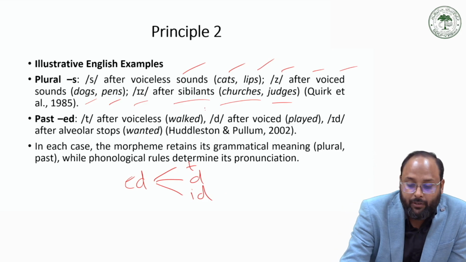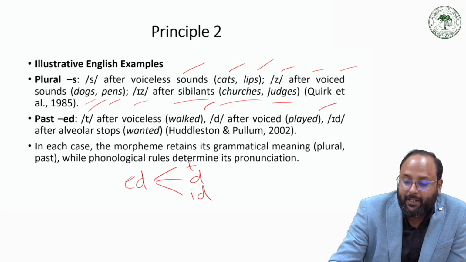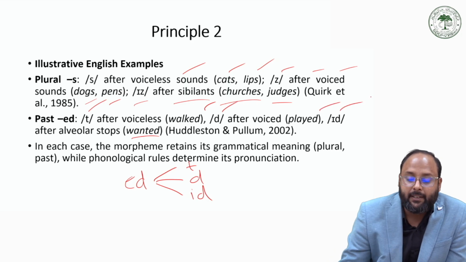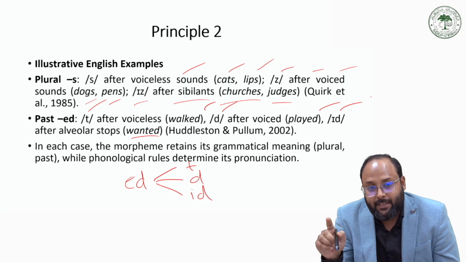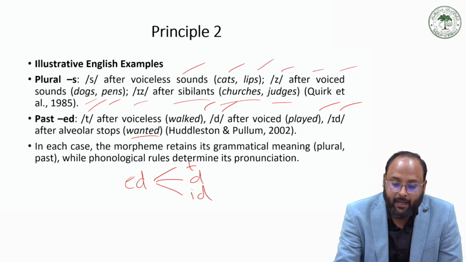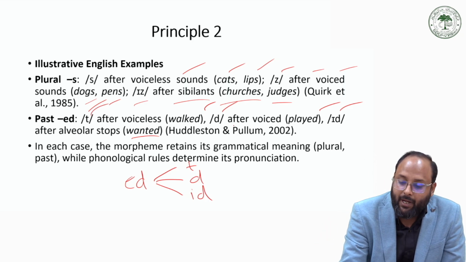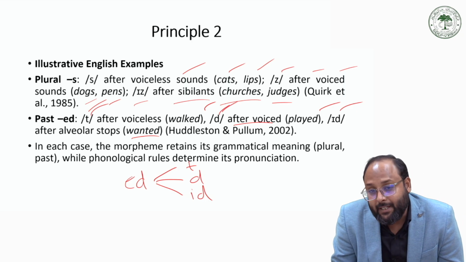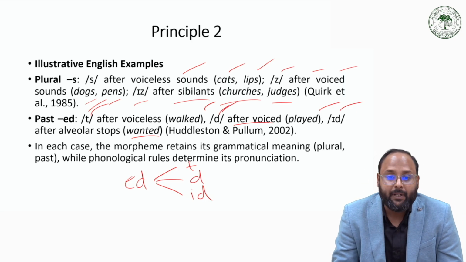So in the verb, it occurs as t. In played, it occurs as d. In wanted, it occurs as id. So after a voiceless sound, it occurs as t, and after a voiced sound, it occurs as d. So that is the phonological condition. So there are different forms, but they give the same meaning.